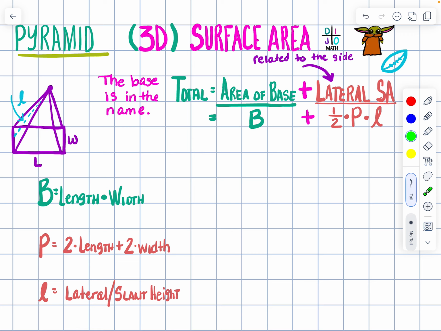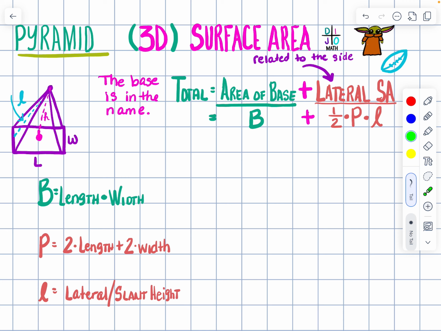So that helps you to remember which one to pick, because sometimes your teacher is going to have both heights on here. They're going to have not only the lateral, but they're going to have the actual height of the entire rectangular pyramid. So just be aware of that.